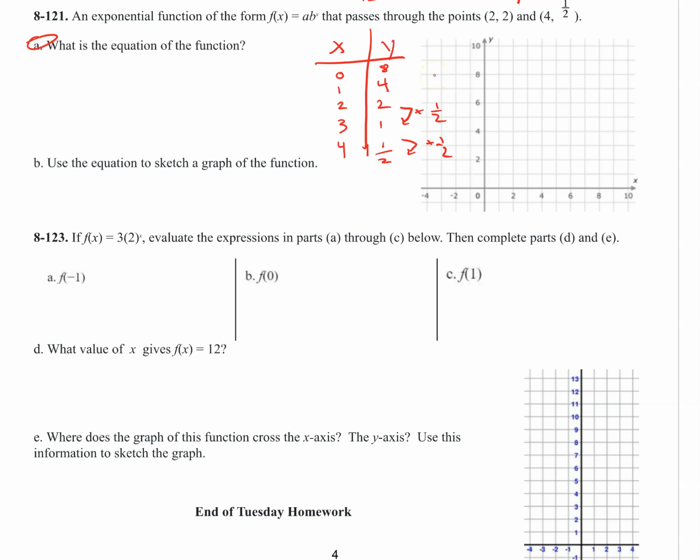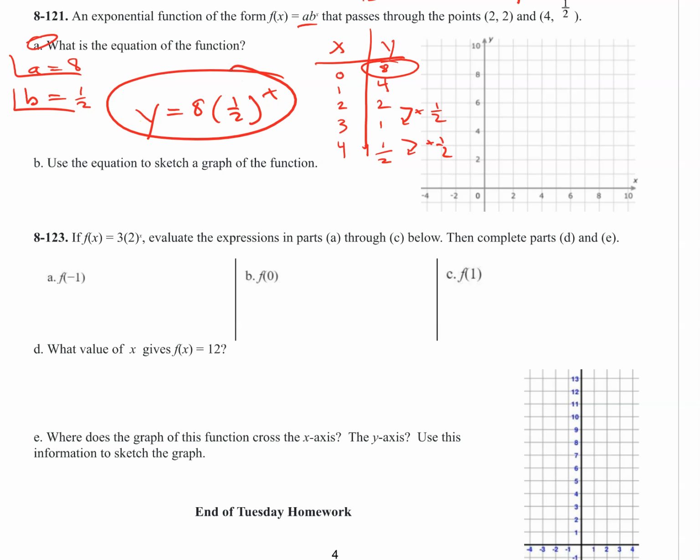So there's a lot of patterns here. We know from that our 0 term is 8. That's a. a is 8. And we multiply by a half to get to the next term, so b is 1/2. Therefore, y equals a times b raised to the power x. That's going to be 8 times 1/2 raised to the power x. That's one possible way to do this. There's another possible way, but that was probably the easier way.